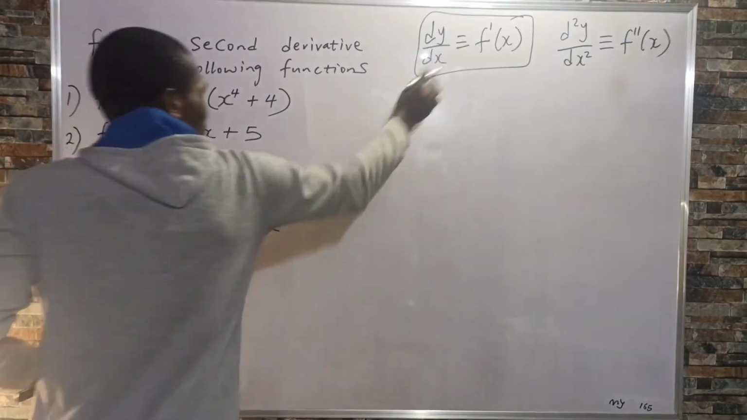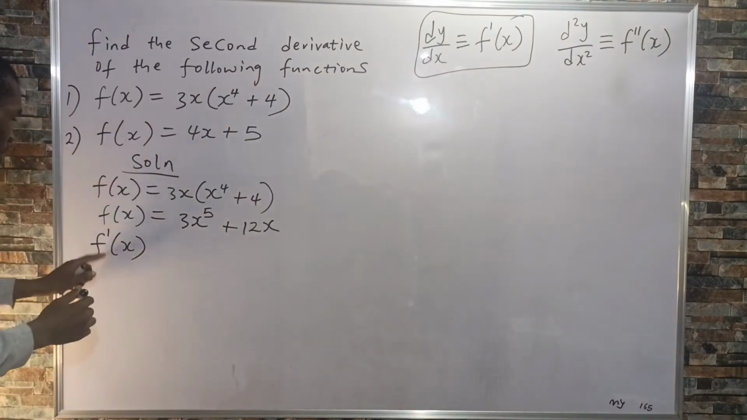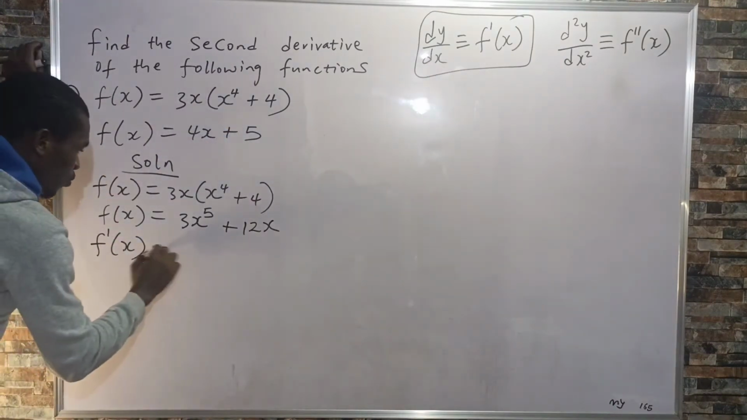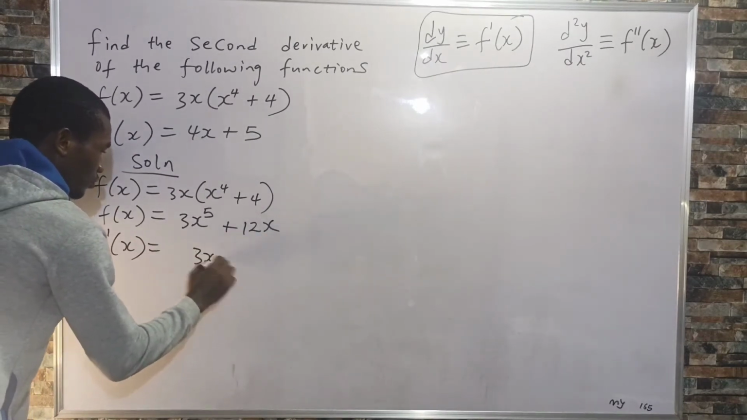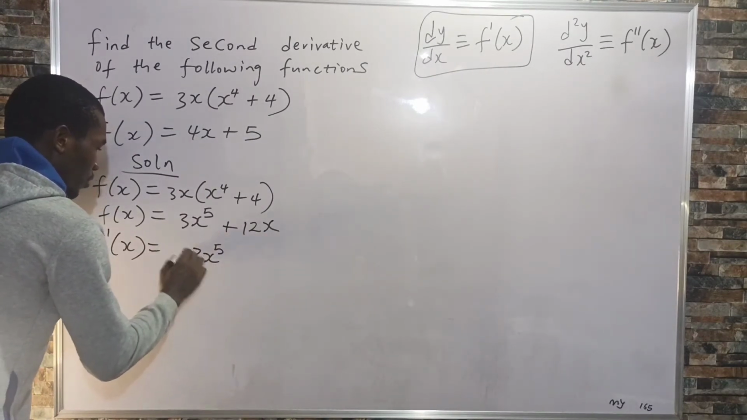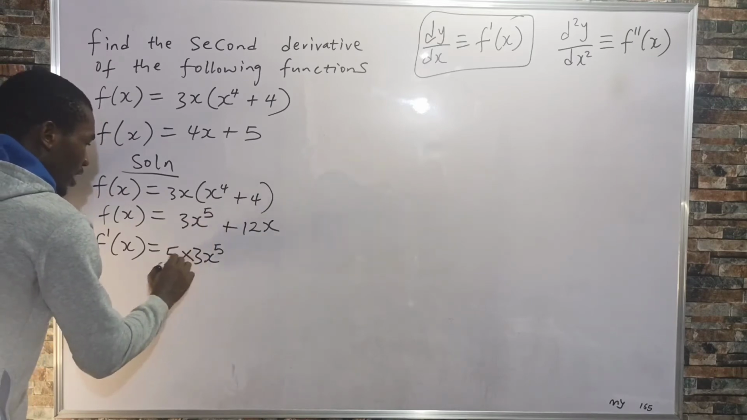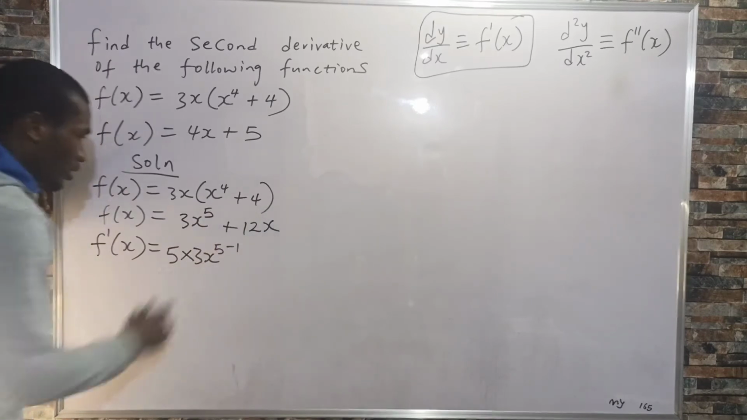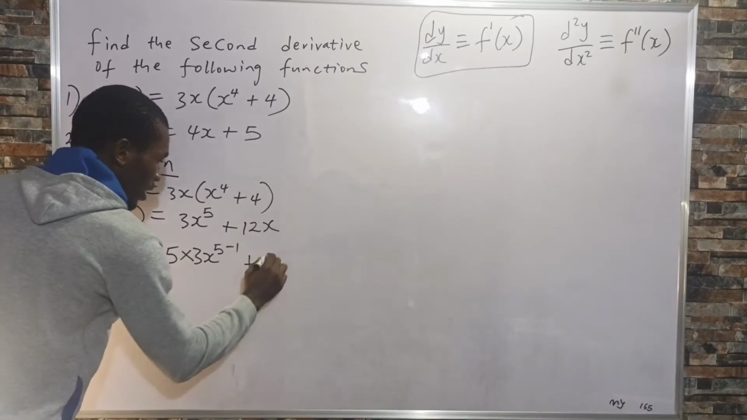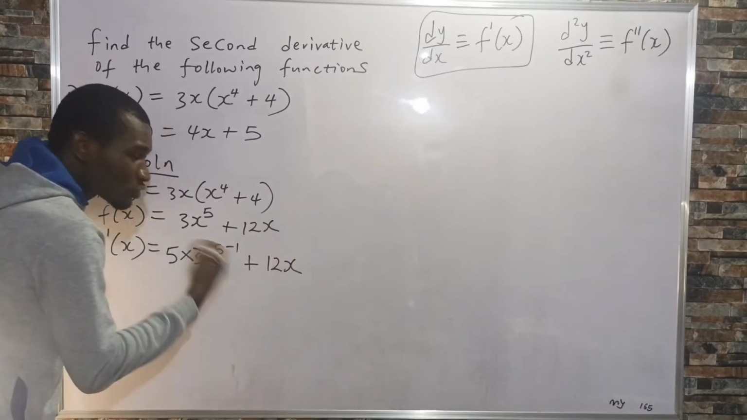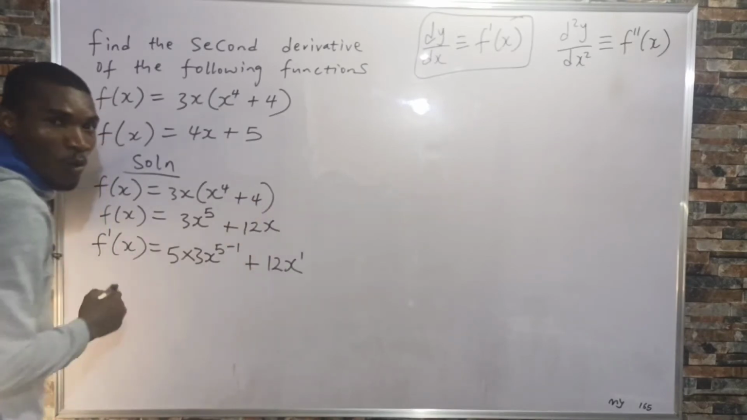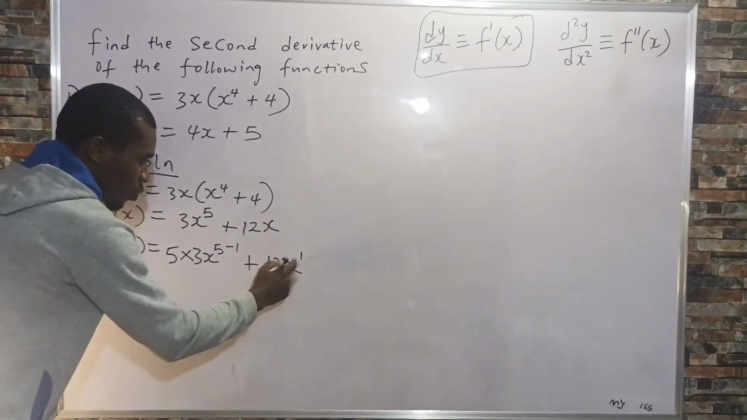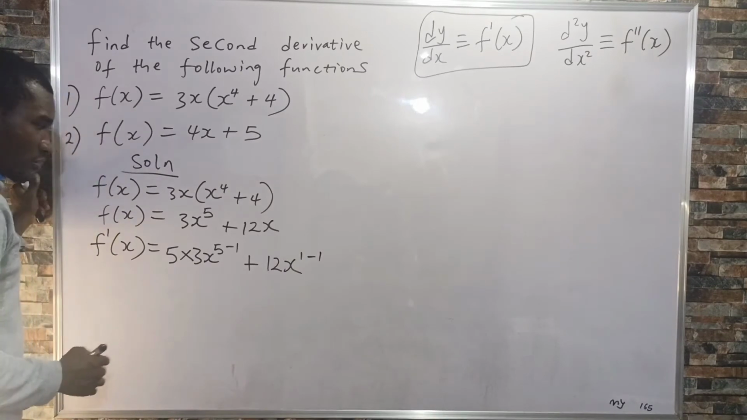So the first derivative, which is f prime of x, is equal to, then differentiating this, we have 3x raised to the power of 5, then we multiply it by the power of 5 and subtract 1 from the power. Then plus, here we have 12x raised to an invisible one. Remember, every natural variable has an invisible one attached to it. So that invisible one, we subtract 1 from it, okay?